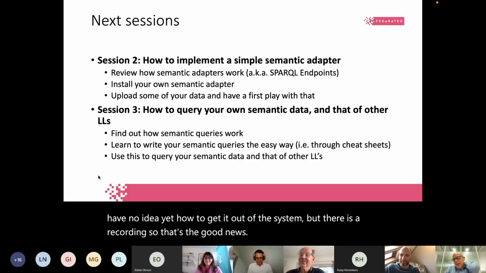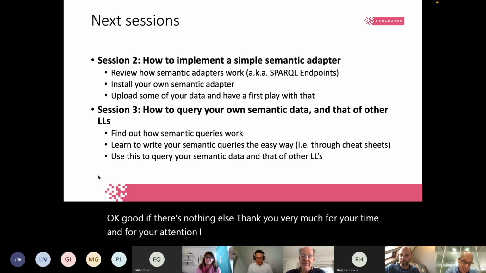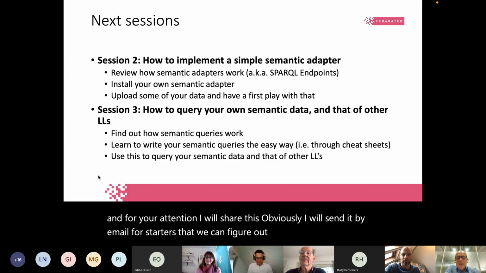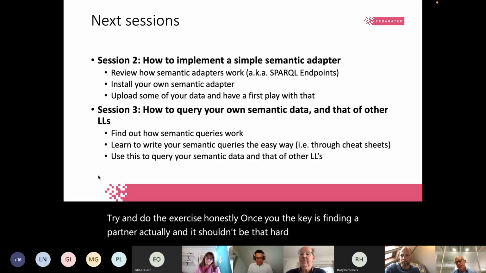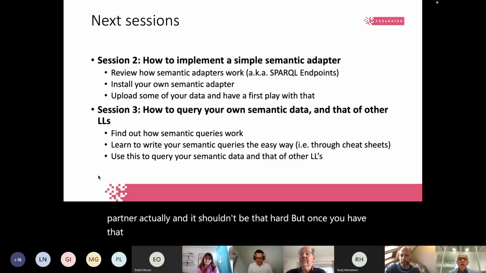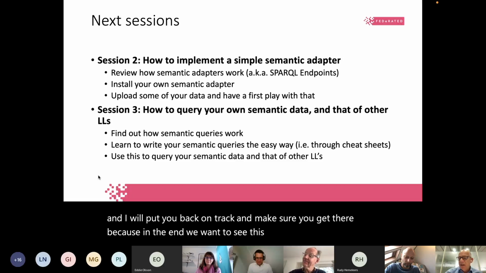Okay, good. Well, if there's nothing else, thank you very much for your time and for your attention. I will share this. Obviously, I will send it by email for starters, and then we can figure out where else to put it. Try and do the exercise. Honestly, the key is finding a partner actually, and it shouldn't be that hard. But once you have that conversation, the rest will follow. And if it doesn't, let me know, and I will put you back on track and make sure you get there. Because in the end, we want to see this interoperability in action and not just on paper.